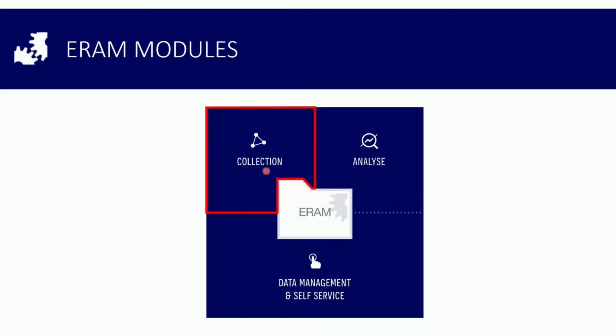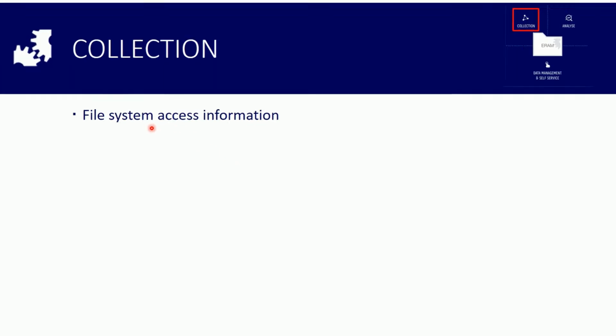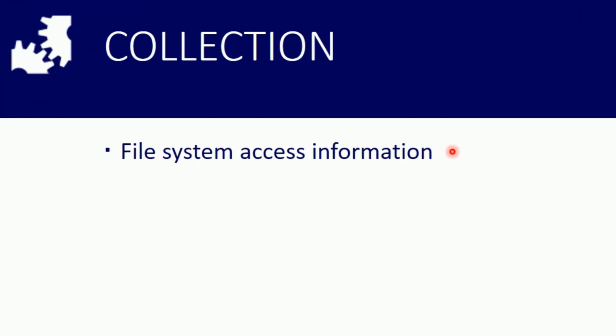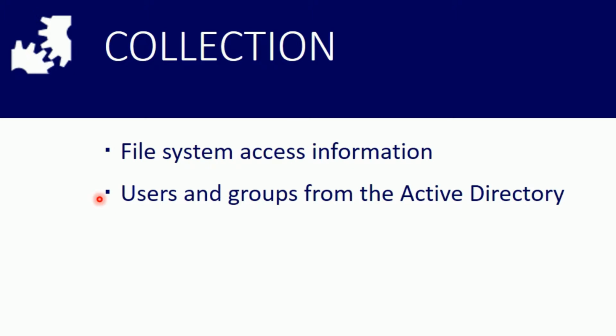The collection module collects file system access information. First, ACL, Access Control Lists. This includes information about the users and groups on the folders with a particular security setting, masks like read, read-write, and full access. Secondly, it retrieves all the users and groups' information from the Active Directory. This includes unnesting the groups at the user level.